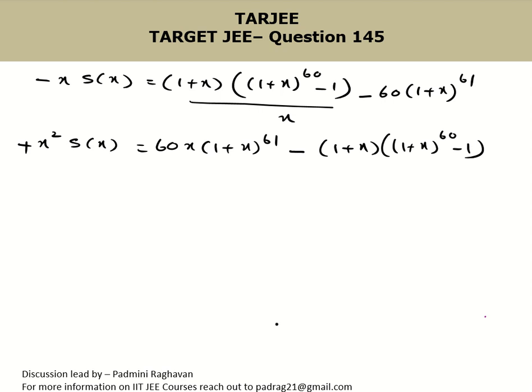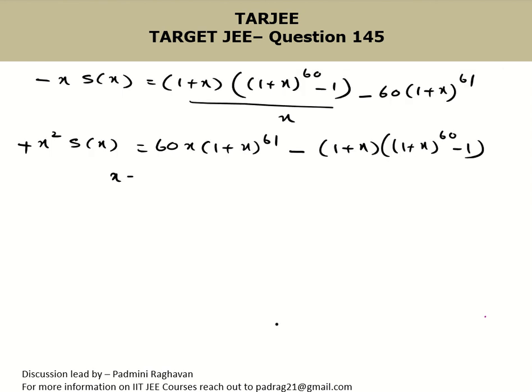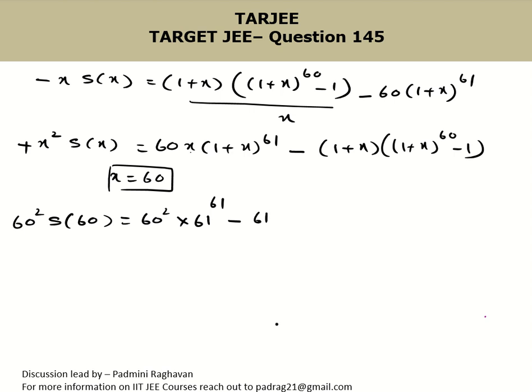So all I need is, we remember the question, it was 60 square s of 60. So put x is equal to 60 in what we have got. The left hand side will tally with what we need. 60 square s of 60 is going to be 60 into 60, 60 square into 61 power 61 minus, when you put x is equal to 60, 61 multiplied with (61 power 60 minus 1).